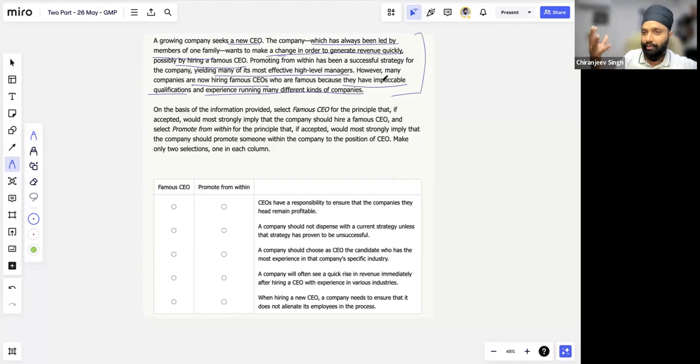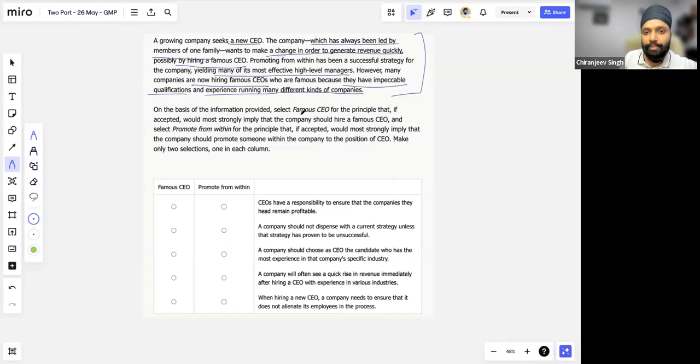Essentially, the situation is that a company is seeking to hire a CEO. So there is a contemplation to hire a famous CEO from outside or to promote from within. Promoting from within has been successful, but many companies are now hiring from outside. Okay, this is what I've been told.